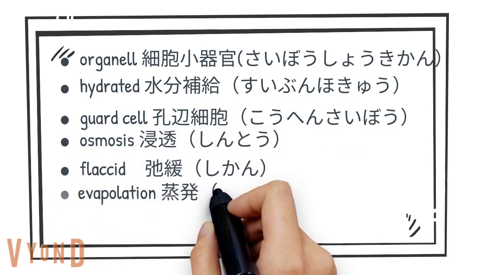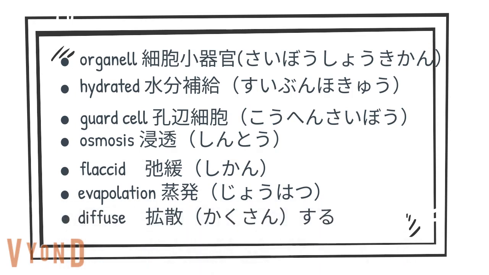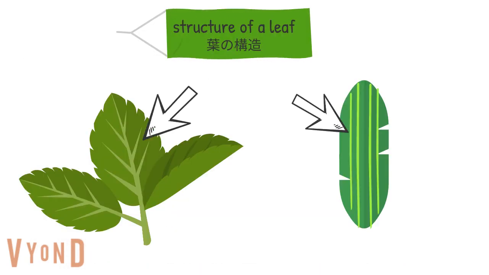Have you ever noticed the patterns on a leaf? These are called veins, which serve as the pathway for water absorbed from the roots and nutrients produced in the leaves. These veins are actually the same as the vascular bundles.